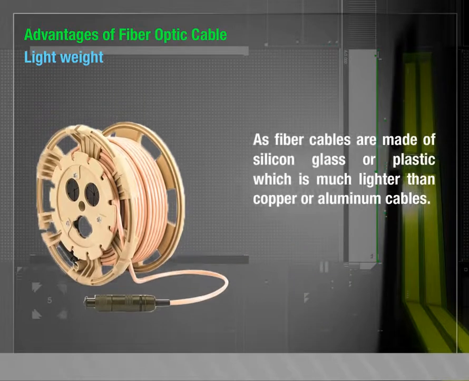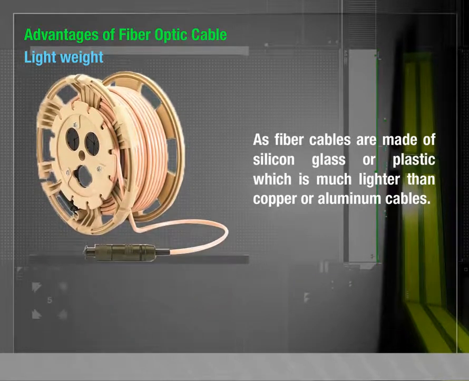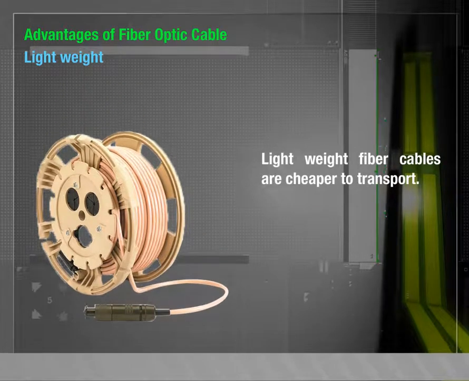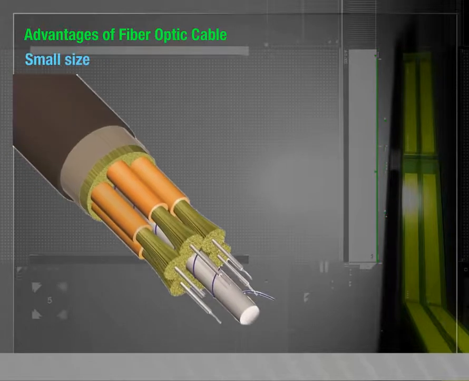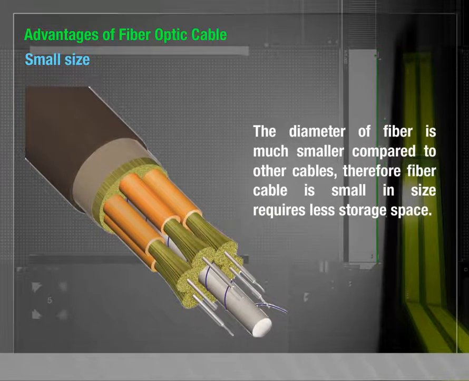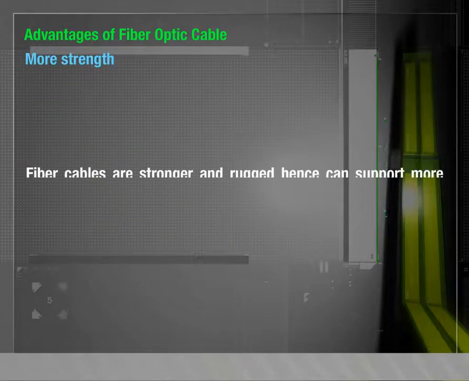Lightweight. As fiber cables are made of silicon glass or plastic, which is much lighter than copper or aluminum cables. Lightweight fiber cables are cheaper to transport. Small size. The diameter of fiber is much smaller compared to other cables. Therefore, fiber cable is small in size, requires less storage space. More strength. Fiber cables are stronger and rugged, hence can support more weight.